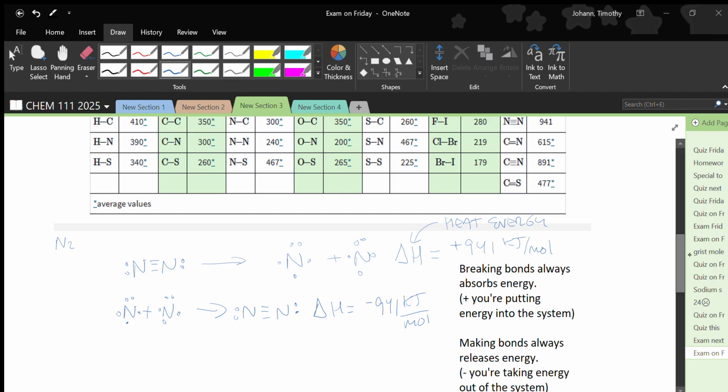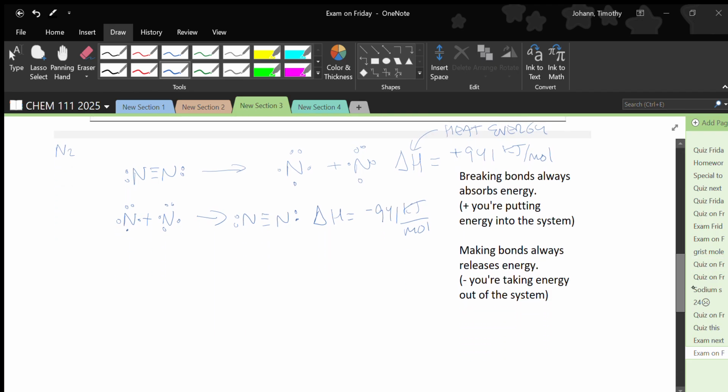Okay, and so then what that means is we're just going to add the energies of our products and reactants together for bonds formed and bonds broken, but we are going to adjust our signs accordingly. If we are breaking the bonds, we need to make that sign positive. If we are making the bonds, we need to make the sign negative.